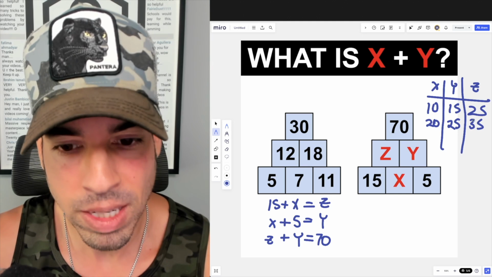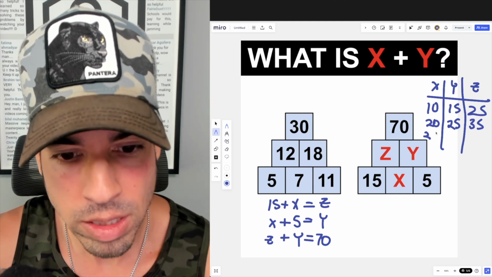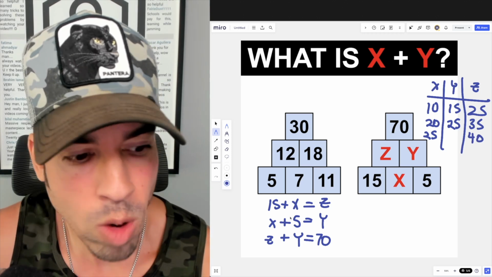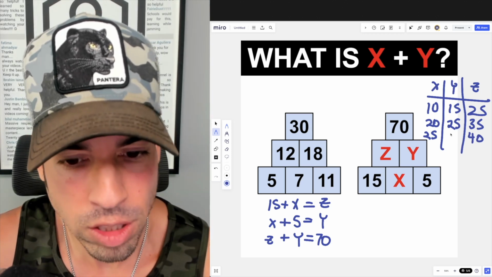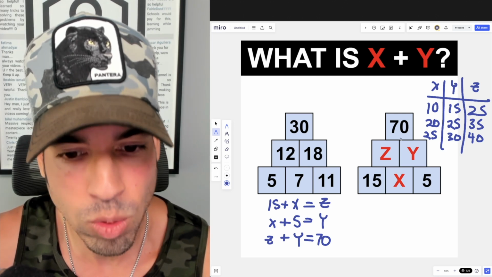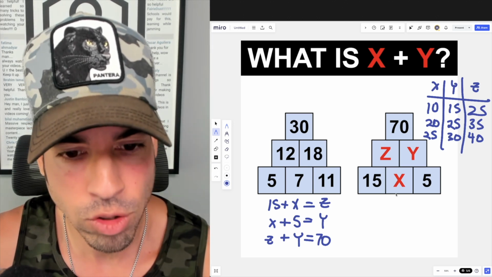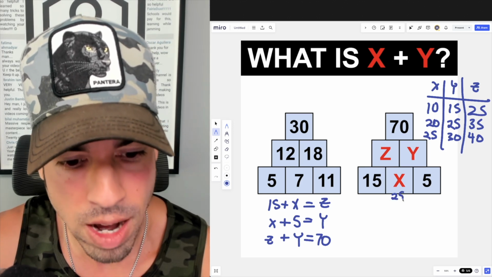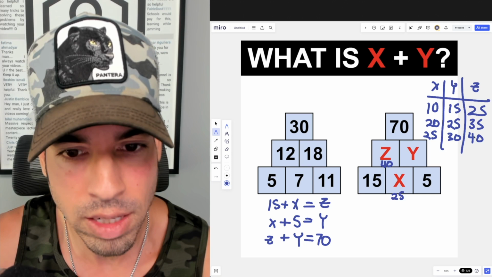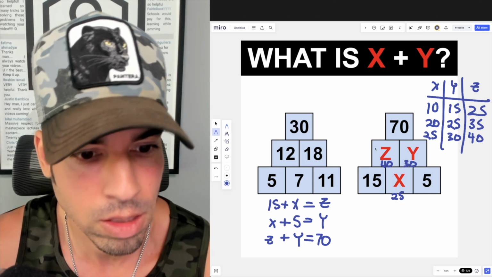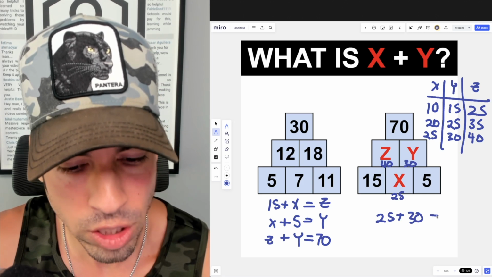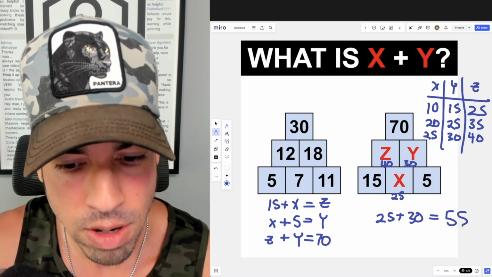So let's up it again, and I'm going to up it to 25. Now to get z, I do 25 plus 15, which is 40. To get y, I do 25 plus 5, which is 30. And look at that. We get a value of y and z, 30 and 40, that add to 70. So there's our winning answer. We now know that x is 25, z is 40, and y is 30, which means that x plus y is 25 plus 30, which in this case is 55 for the win.